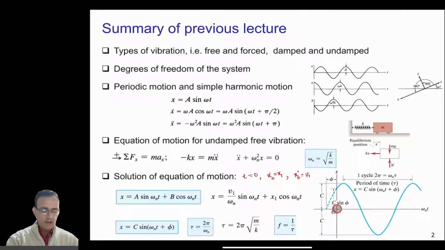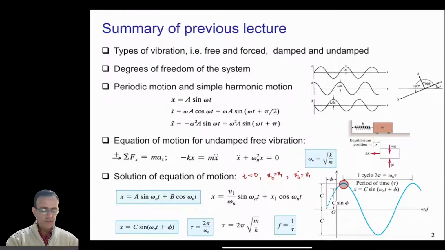But again, this is just a shifted sine curve because in addition to omega n t, we also have this phi here. So the phi will just shift the curve to this location here. And we can see that the distance from this origin to this point here is phi. And again, the distance from here to here is c sine phi. And the amplitude, which is from here to here, the distance is again c.